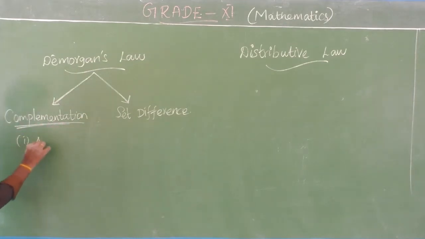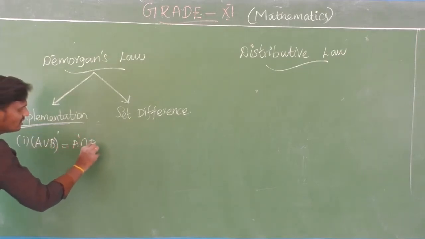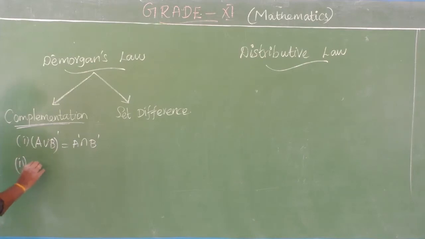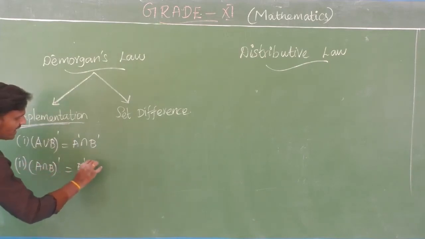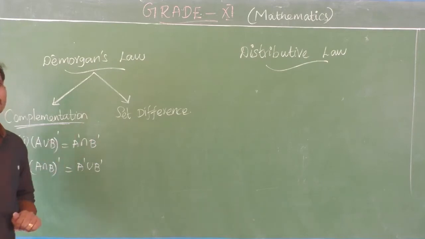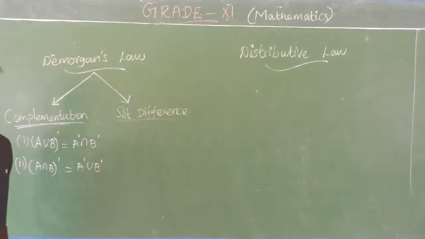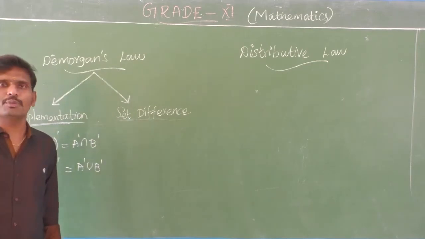So the first formula is (A union B) dash is equal to A dash intersection B dash. And the second one is (A intersection B) dash equal to A dash union B dash. Okay, so this is your word. Already you know that. But the new thing is De Morgan's law is different. So this question is asking you in a creative part of you.